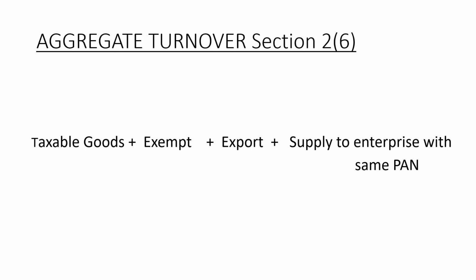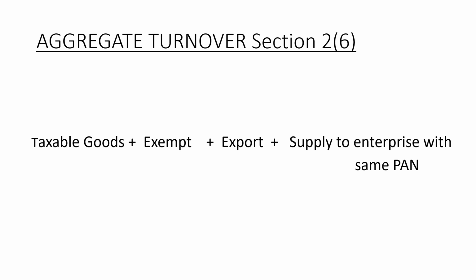The definition of turnover for the various threshold limits is as follows. It includes taxable goods. These are goods which are directly taxable under the GST Act. Second are exempt supplies. Exempt supplies include three more varieties of goods which are nil rated supplies, that is goods which have a zero rate of tax. Second, goods which are exempted by notification. And third, non-GST goods, that is those goods which are not covered under the CGST Act.